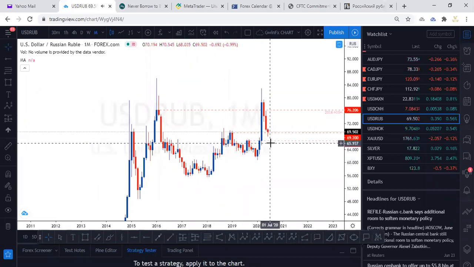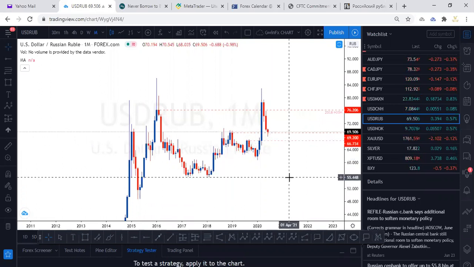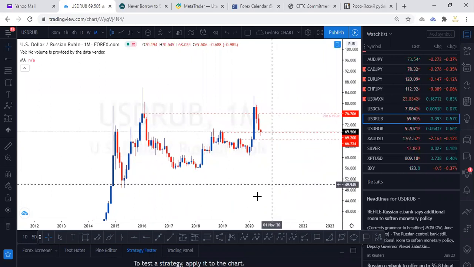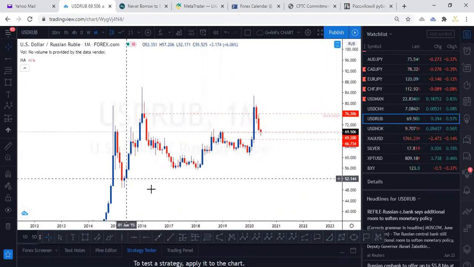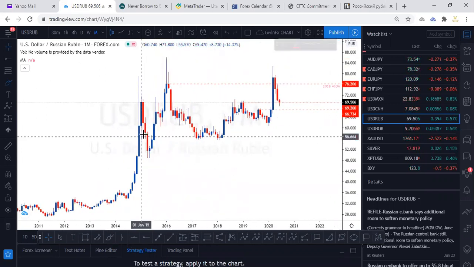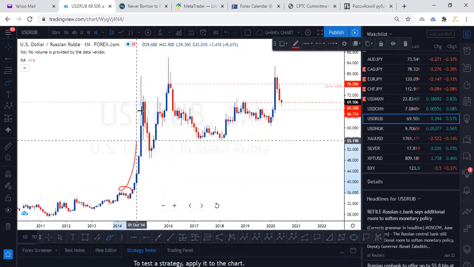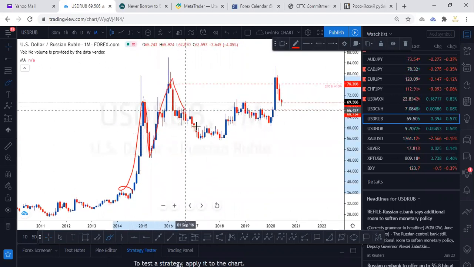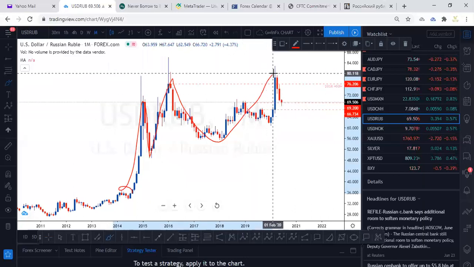Okay, we have the USD Russian ruble to look at today, and what can we see and what situation do we have? This is the monthly time frame. We have it that this pair has come from this zone, and it's making highs, higher low, higher high, higher low, and then made another higher high.